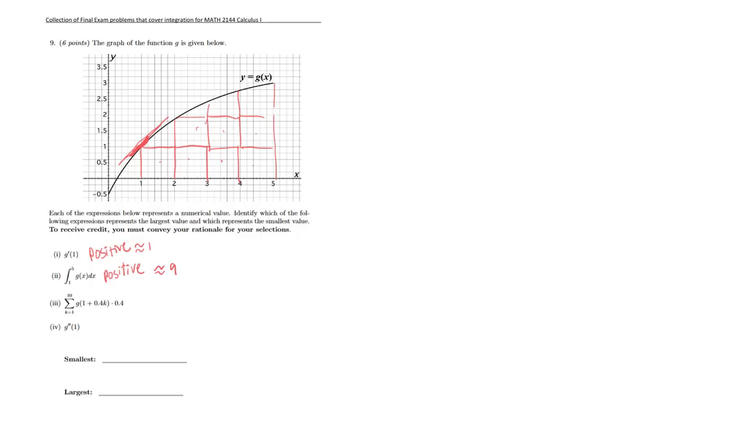Okay, the next one, I'm asked to find this. Let's see. So it's g of 1 plus 0.4k. If I plug in k equals 1, it'll be g of 1.4 times 0.4 plus g of 1.8 times 0.4 plus and so on, plus the last one, when I plug in 10, it'll be g of 1 plus 4 times 0.4, so that's g of 5.